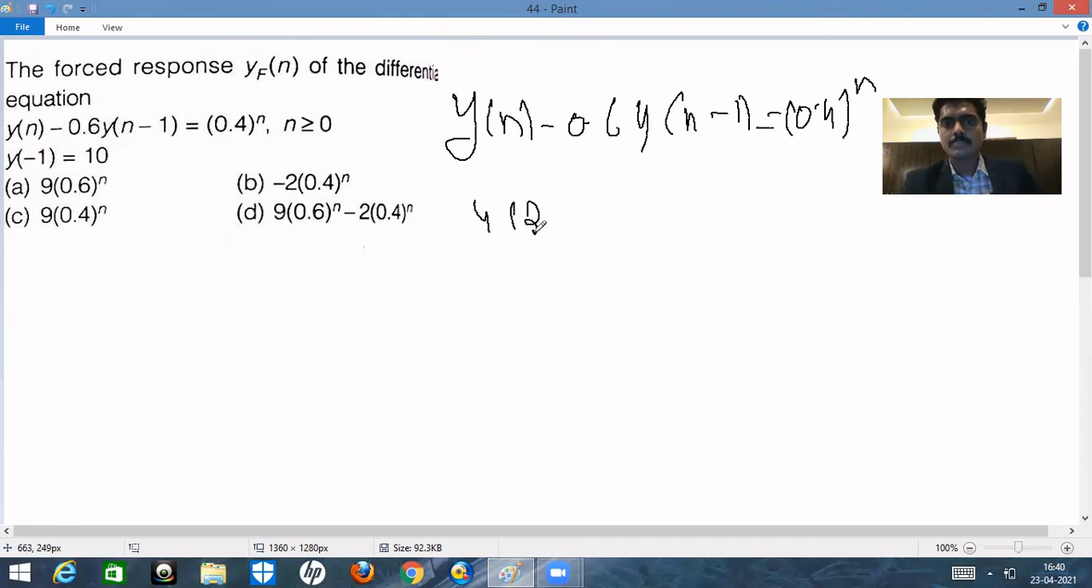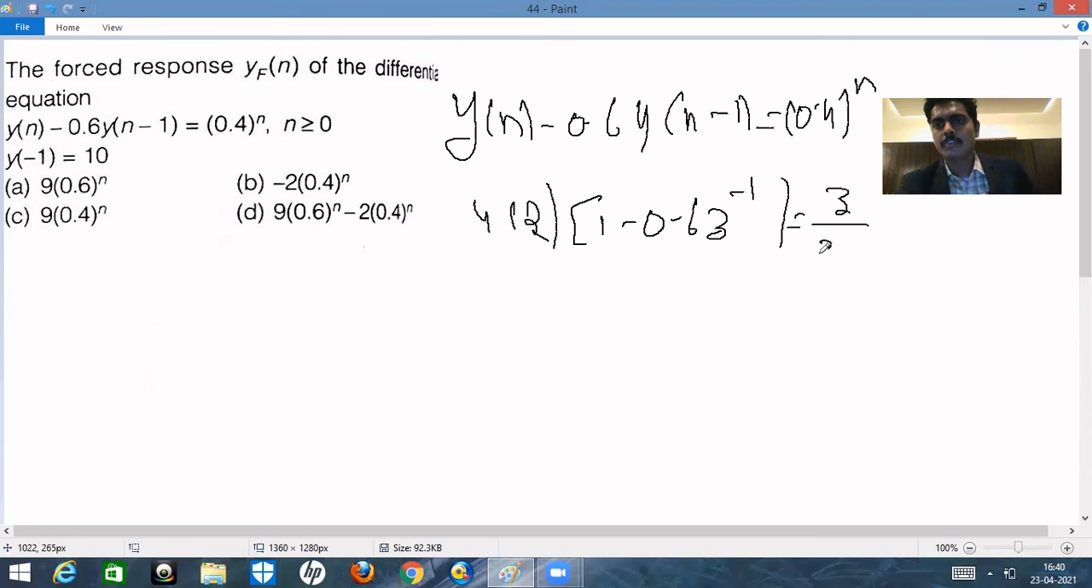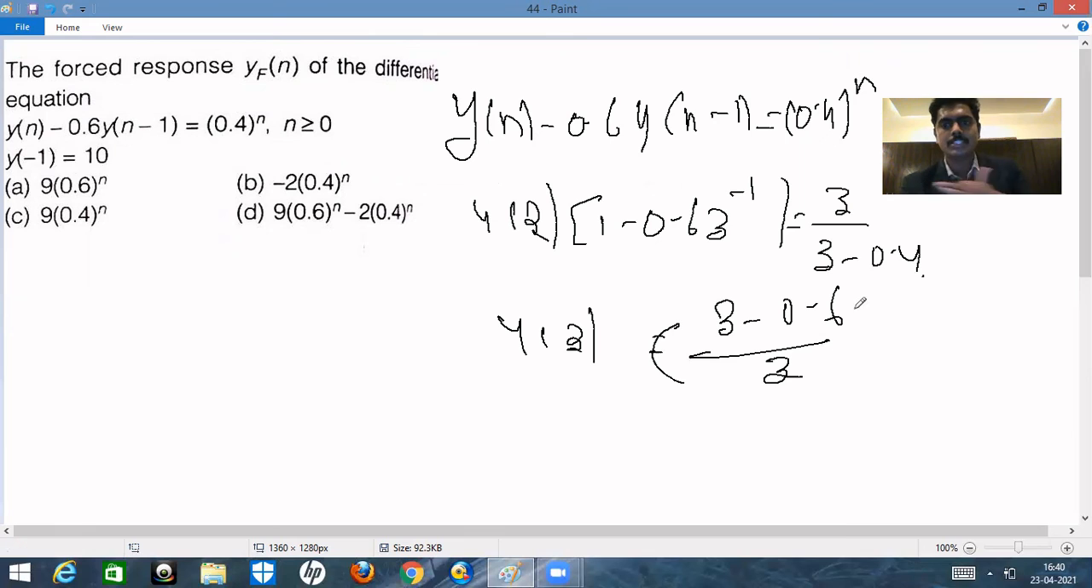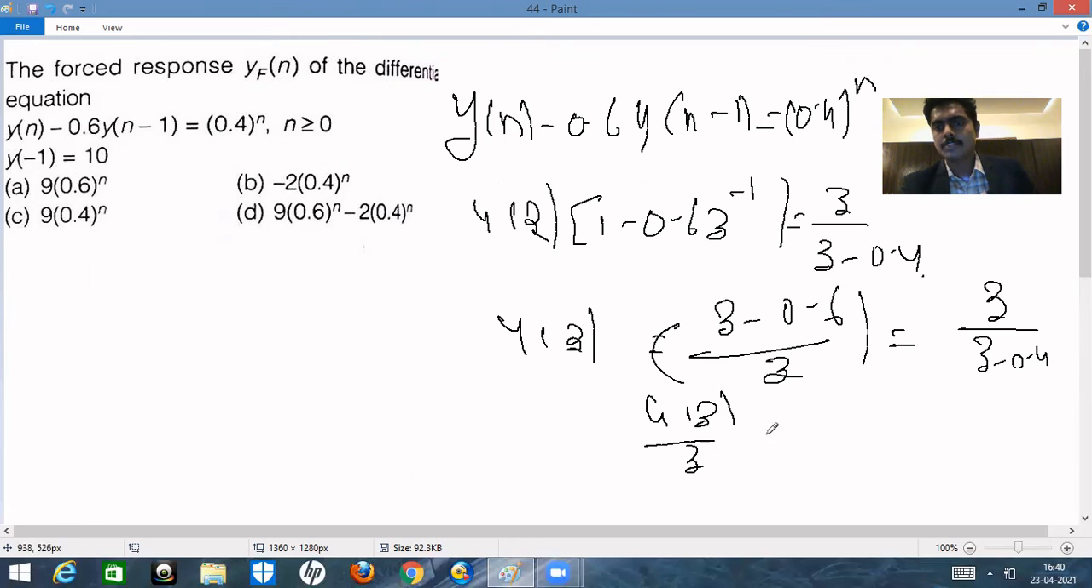So apply z transform: y of z into 1 minus 0.6 into z power minus 1 is equal to, this is nothing but 0.4 whole power n u of n, it will be z by z minus 0.4. So you can say that y of z into, if you take z as common, z minus 0.6 divided by z is equal to z upon z minus 0.4, right? So here y of z by z is equal to z upon z minus 0.4 into z minus 0.6.